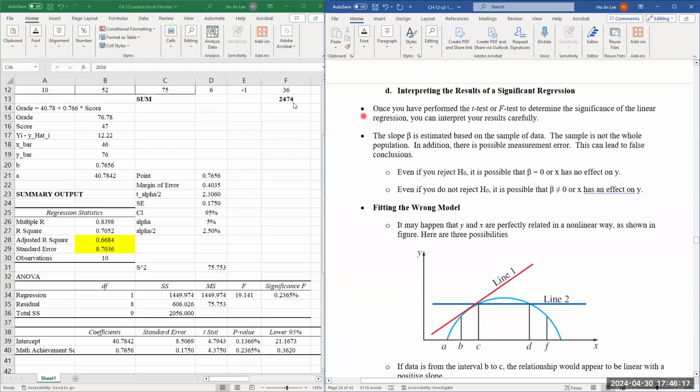And we are done for today. We're going to stop here and start up at interpreting the results of a significant regression in the next lecture, part 3. Have a good day.